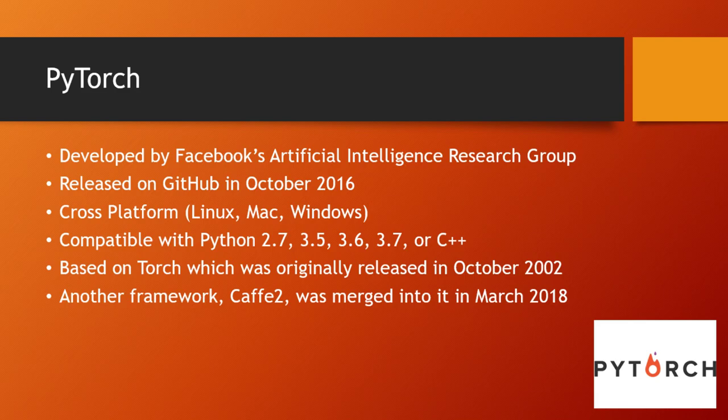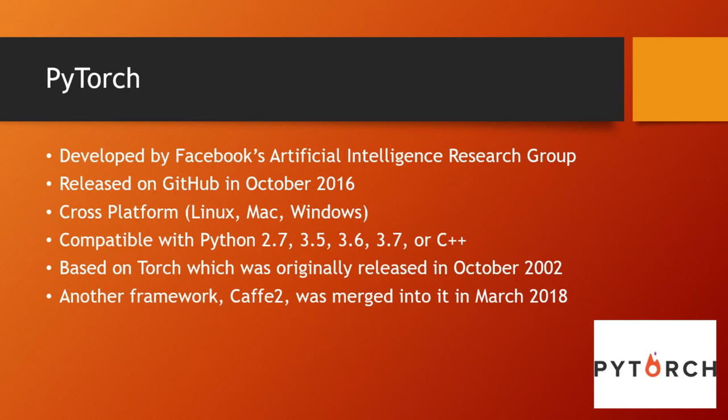PyTorch was based on Torch, which was a package that included an open source machine learning library, a scientific computing framework, and a script language based on Lua. Torch was originally released in October 2002. PyTorch is primarily developed by Facebook's Artificial Intelligence Research Group and was released in October 2016 on GitHub with a custom license. The license allows for redistribution of the source or binaries with or without modification as long as it contains the same license and conditions.